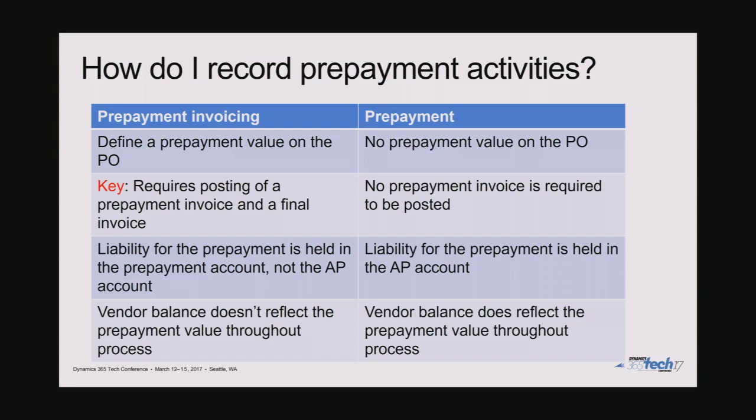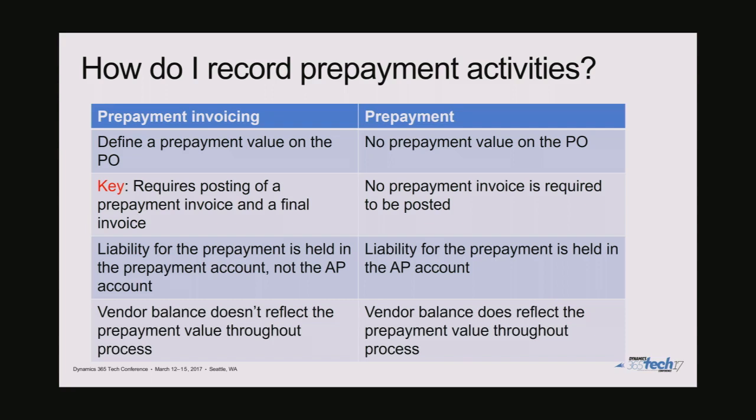Because it was so large, they were required to put a down payment on it. Well, who on earth is going to remember a year and a half? You probably turned over AP staff by then. Who's going to remember what happened? And so you define that prepayment value on the purchase order.